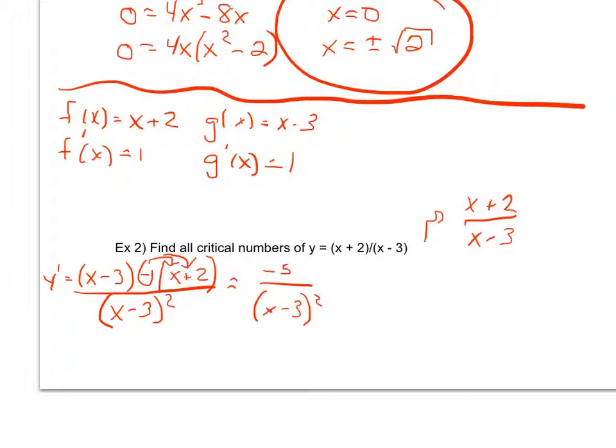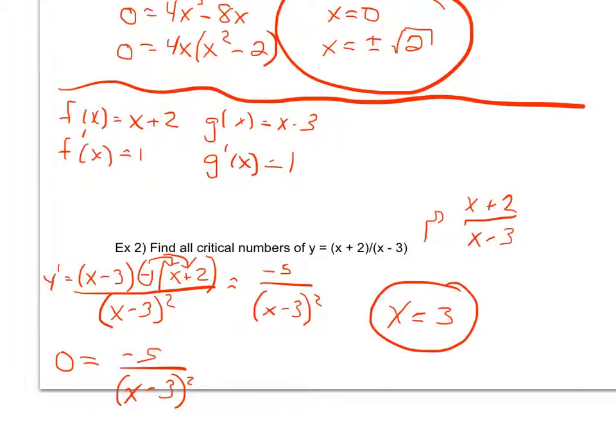So I'm going to go ahead and set my derivative equal to 0. Remember, when we talk about fractions, the only way a fraction can equal 0 is if the top equals 0. Since negative 5 will never be 0, I'm not going to have any critical numbers that come from my derivative equaling 0. However, I do know that the derivative is undefined if I have a 0 on the bottom, so this derivative function will be undefined if x is 3. So I have a critical number at x equals 3.